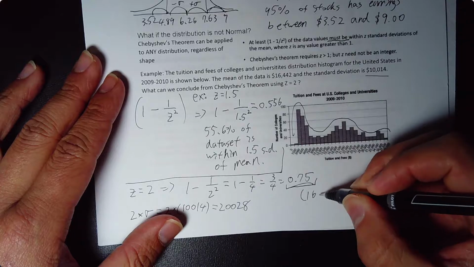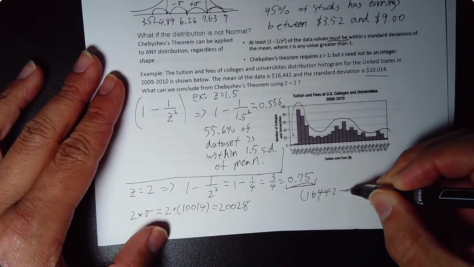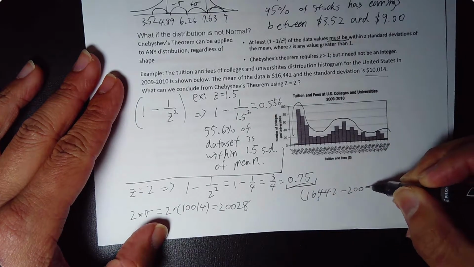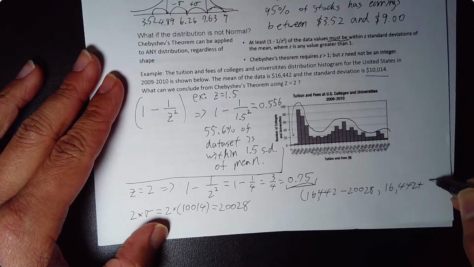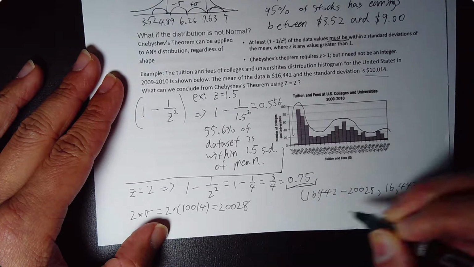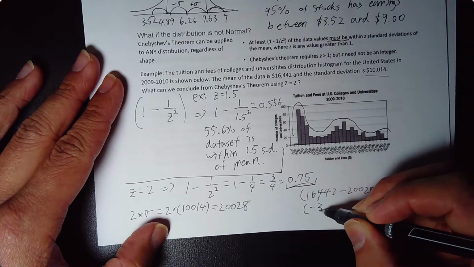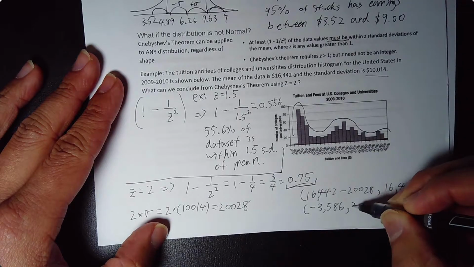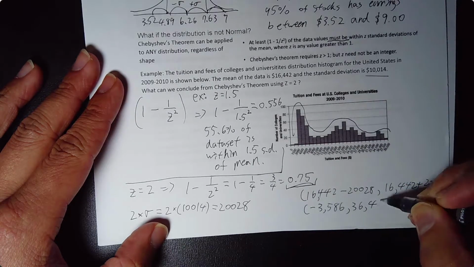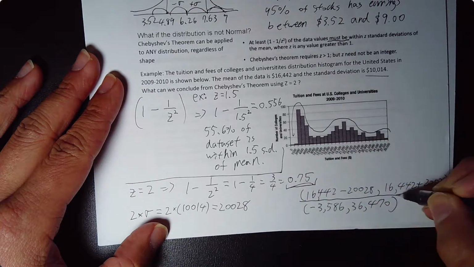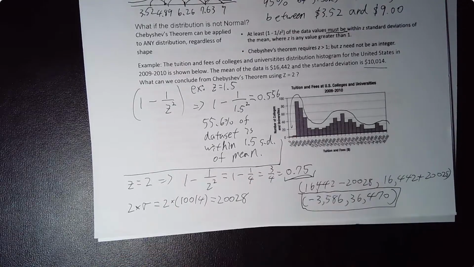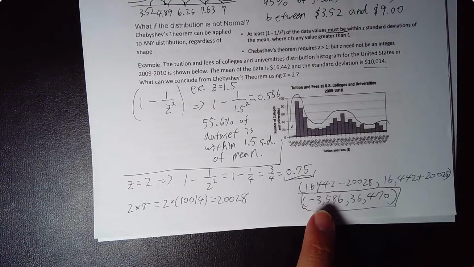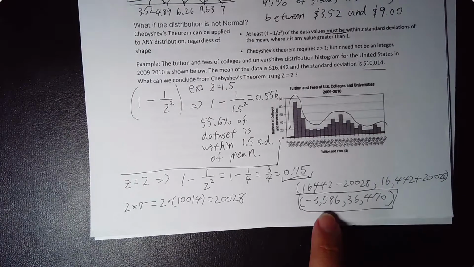So 16,442 minus 20,028, comma, 16,442 plus 20,028. If I calculate that, I'm going to get negative 3,586 to 36,470. That interval. So what kind of statement can I make about that? I can say that, in the tuition and fees, at least 75% of the schools will have tuition and fees between these two numbers.